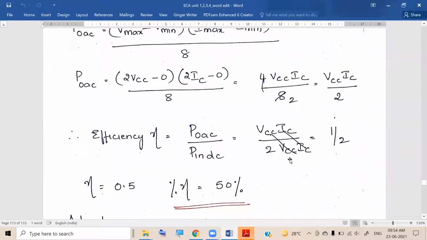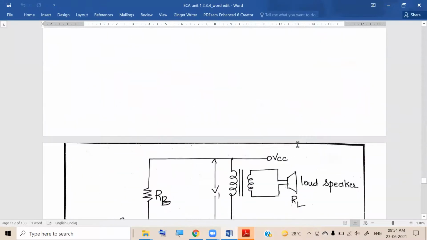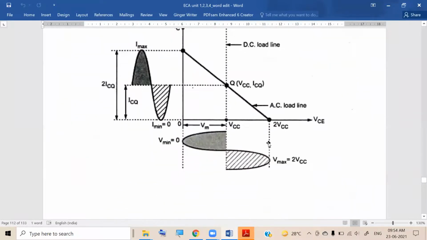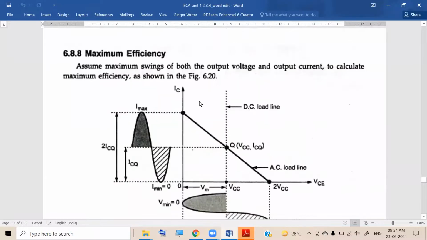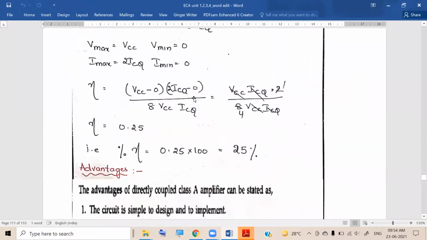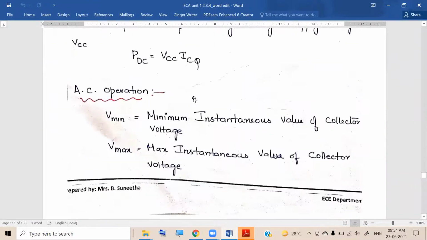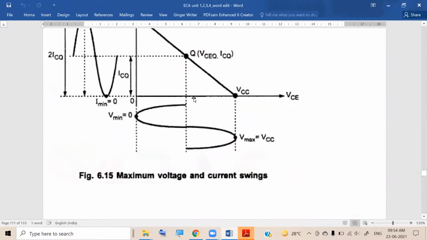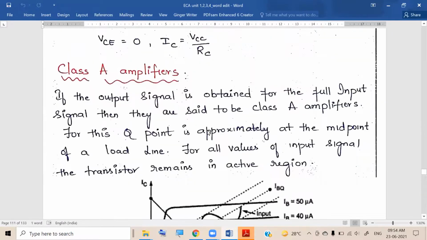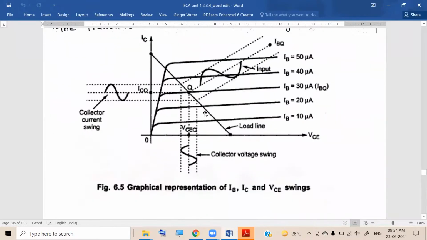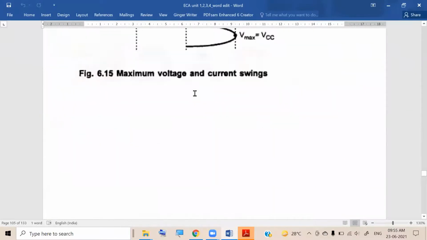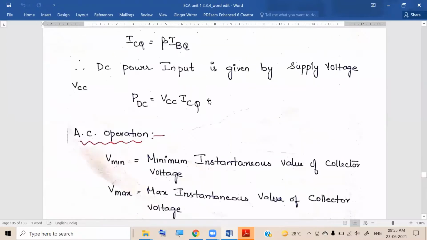Minimum? No. See, I told you, we are considering maximum swing. Along the entire load line, the swing we consider. Suppose we can consider small swing also. Okay, small swing also is possible. We can consider. But no, we considered the complete swing.